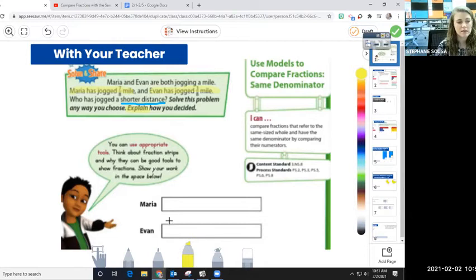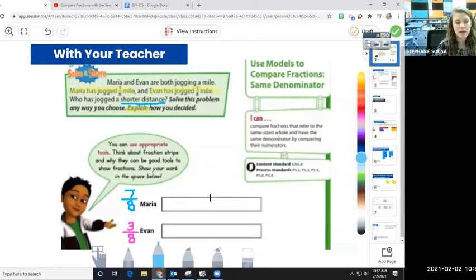They've drawn us these nice little bars right here, so I'm going to use those because I think that's smarter, not harder. Maria, I'm going to write her fraction. Please write with me. 7/8. Evan jogged 3/8. Now, some of you might already be saying, I know which one, but it says solve and it also says explain. So you've got to have something on your screen to explain.